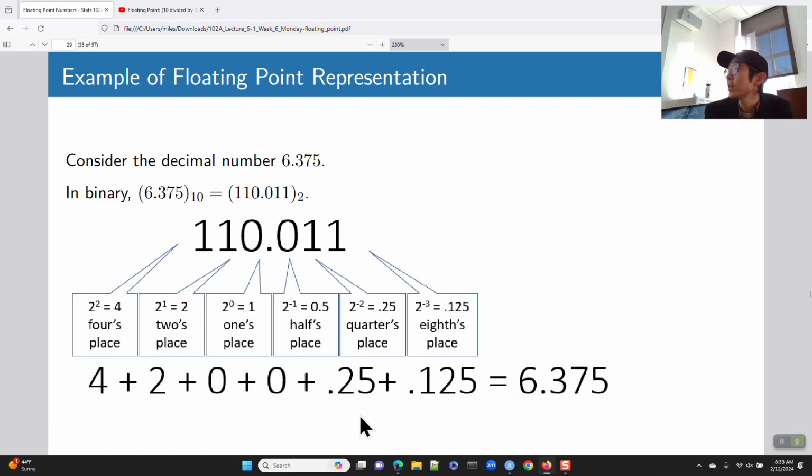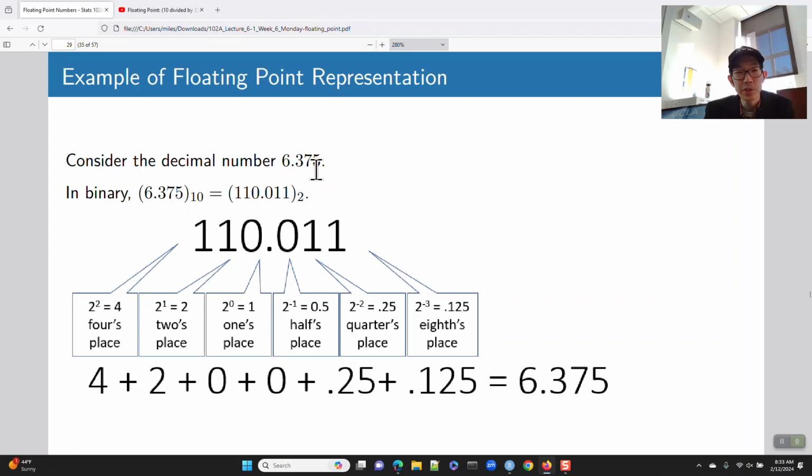Okay, let's think about how we would represent some number in binary. Let's say we have this decimal number, 6.375, so basically 6 and 3/8. How would we store this in binary? I'm going to convert what's to the left of the decimal point into binary. So 6 becomes 110: you have one 4, one 2, and no 1s. So 4 plus 2 is 6.